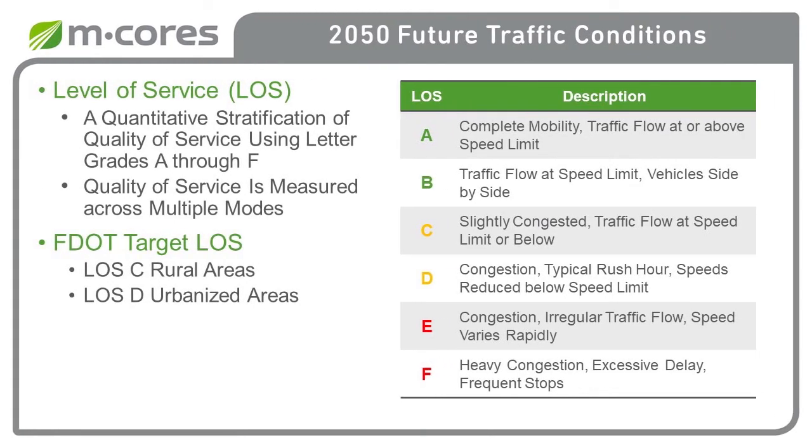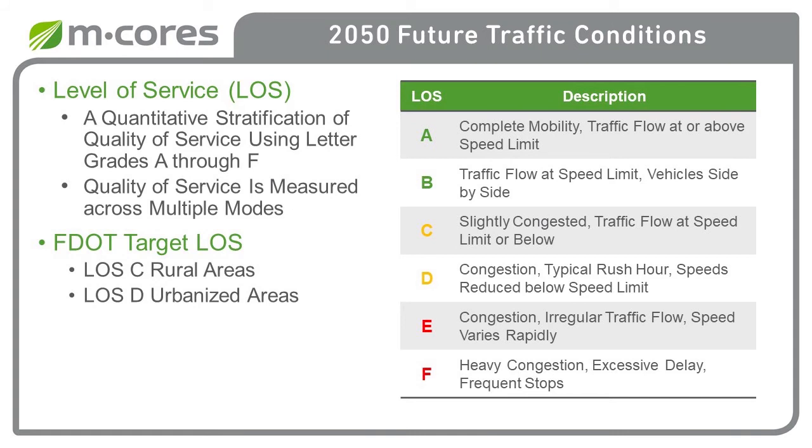Level of service provides a quantitative grading system ranging from A, being the best, to F, the worst. It is the user's perception of how well a transportation service operates and is measured across multiple modes, including transit, bicycle, pedestrian, and auto. In this case, we are referring to the auto mode. Level of service is based on a combination of traffic volumes, roadway type, number of lanes, and area type.